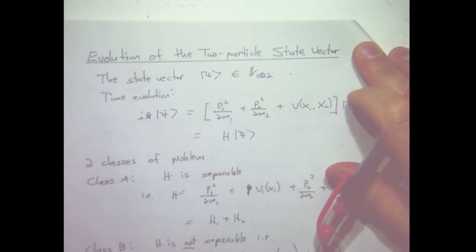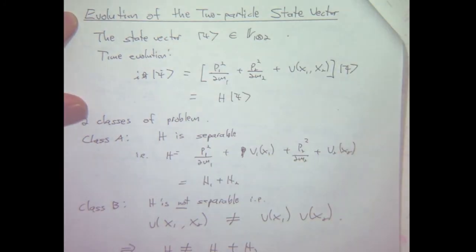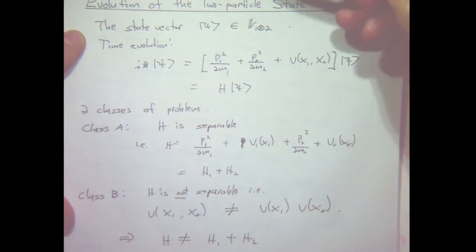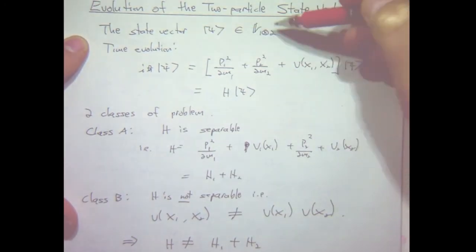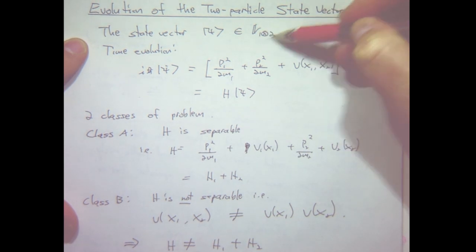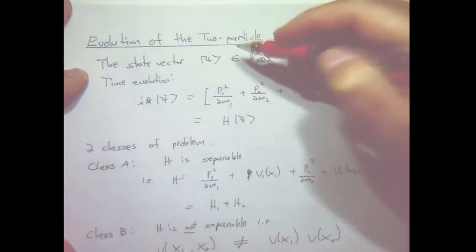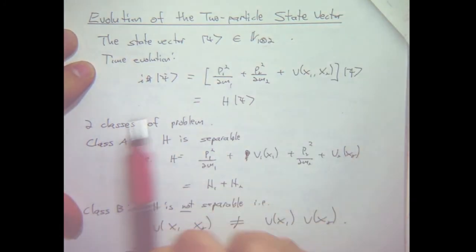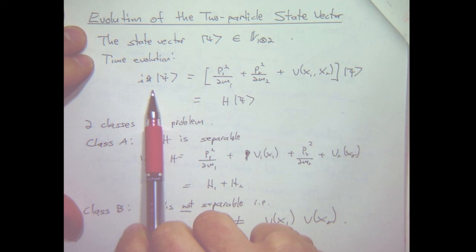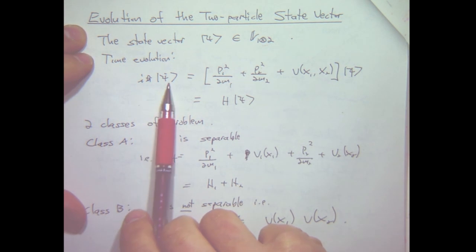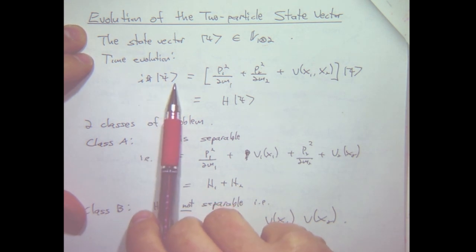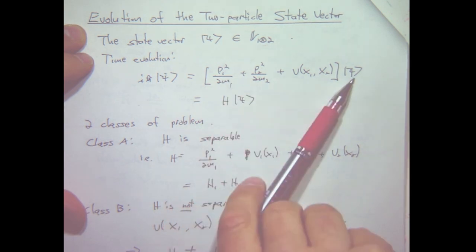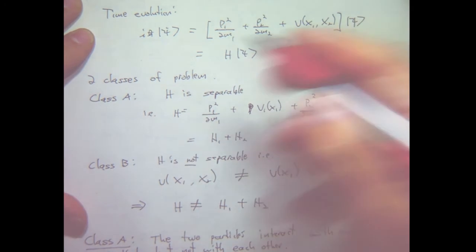Evolution of the two-particle state vector. This is straight from Shankar as well, so I'm not really adding anything. I just want to mention it, and you can probably read it yourself. The state vector psi is an element of the Hilbert space, which is the direct product of two Hilbert spaces for the separate particles. The time evolution is given by the time-dependent Schrodinger equation, iħ times the time derivative of the ket psi. There's a Hamiltonian for two particles acting on psi, and there are two classes of problems.